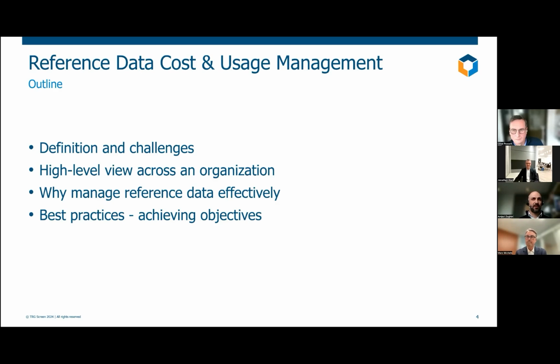Then I'll talk about organizational objectives for reference data management. I'll try to talk about why it's important to be proactive when managing reference data. And finally, I'll close the part by going through best practices. Actually, we've picked up 3. There are much more than that, but we've picked up 3 to talk about today, the ones that we think are the most impactful for reference data management, and how Xmon can help companies effectively address those.